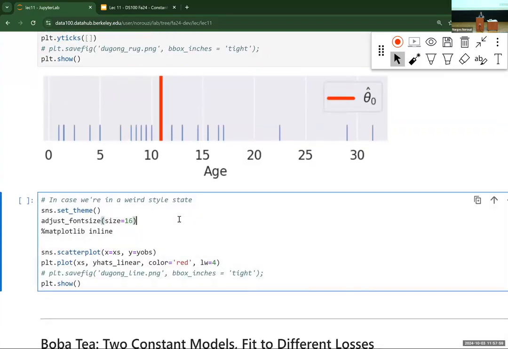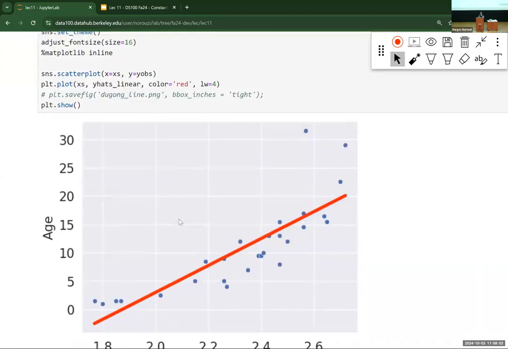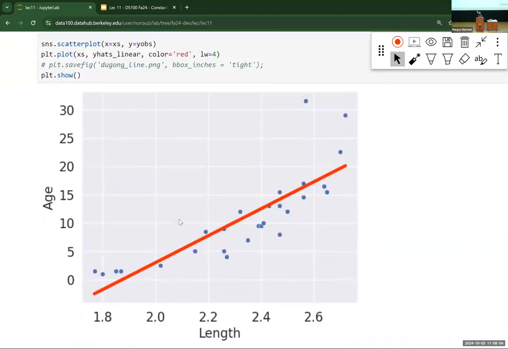If I go ahead and do exactly the same thing with theta 0 hat and theta 1 hat, and just draw a line for the simple linear regression, you can see that it's a better estimate. That's why we had a lower RMSE.